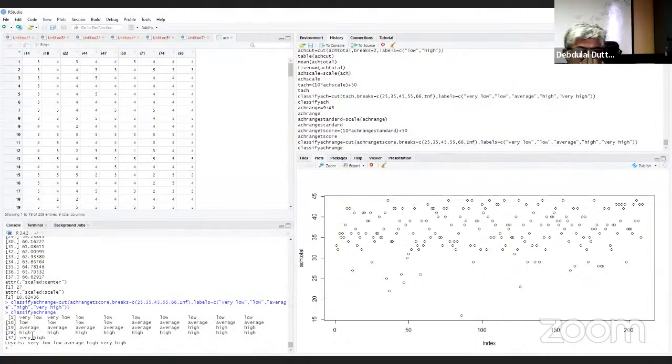So for the range, we have got the classification as very low, low, like this. Okay. So now if I move on to the interpretation of this.